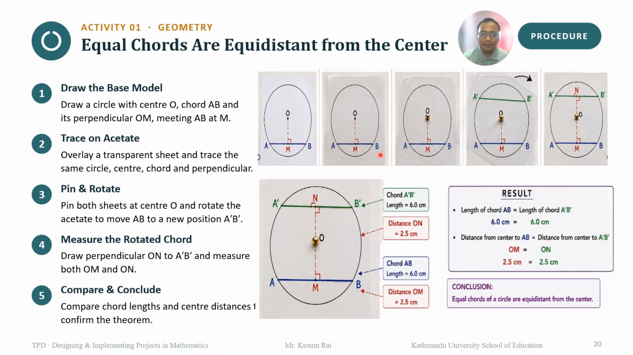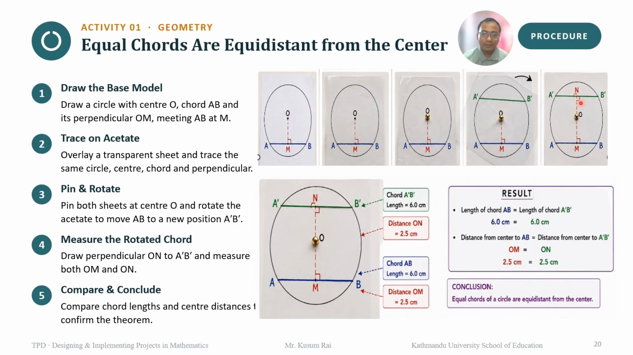Then we have to fix a pin at the center O through both sheets, and rotate the transparent sheet, which will form the new chord, so we keep A dash and B dash for that, as in the image. Then step number 4, measure the rotated chord: AB and A dash B dash can be measured. Then compare and conclude.